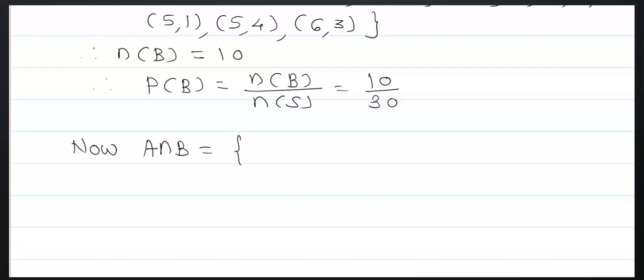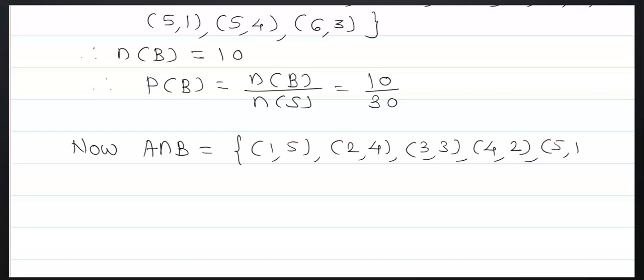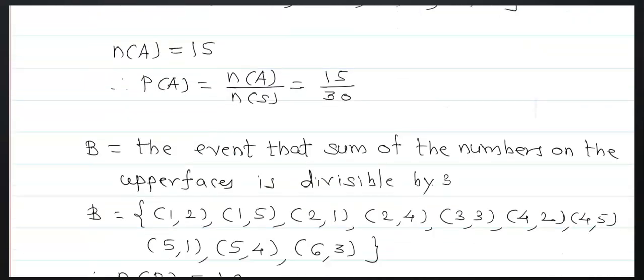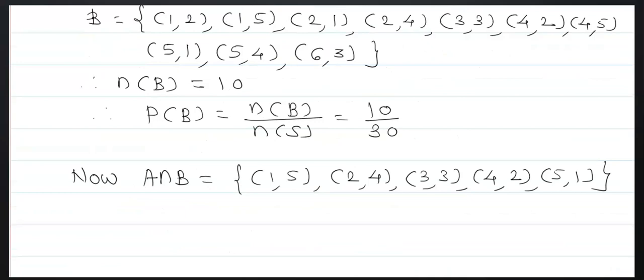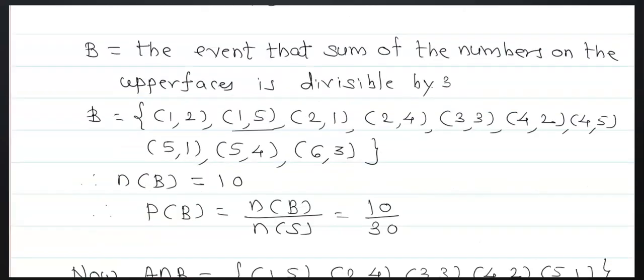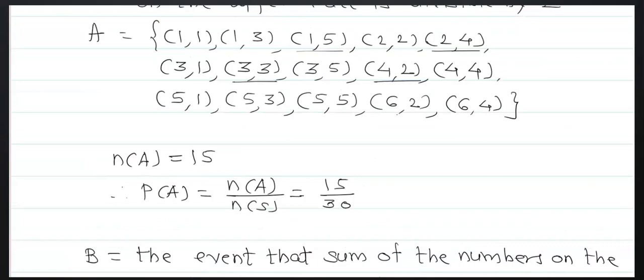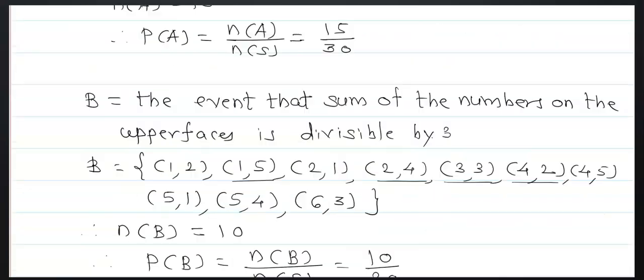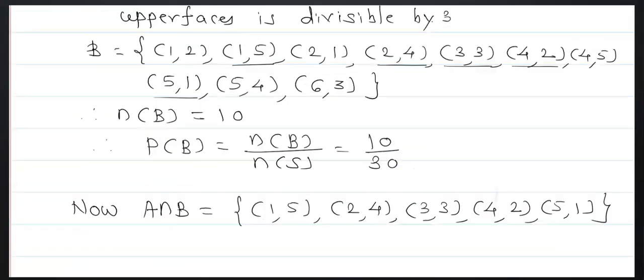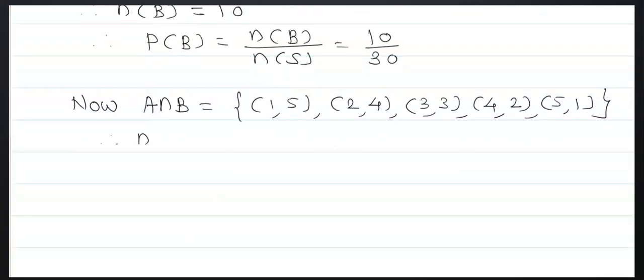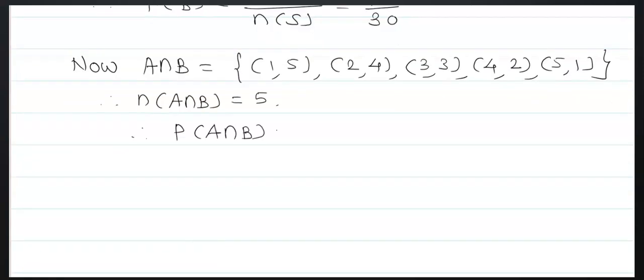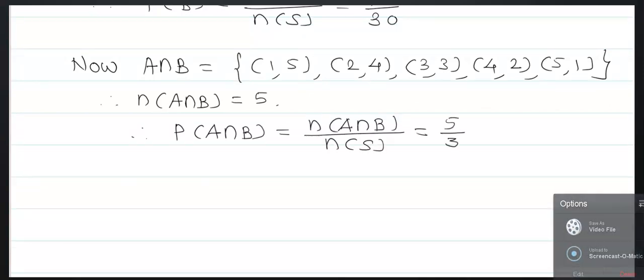Now their intersection. What are the points? 1 5, 2 4, 3 3, 4 2, 5 1. These are the common points. Therefore, n of A intersection B is equal to 5. Therefore, P of A intersection B is equal to n of A intersection B upon n of S, that is 5 upon 30.